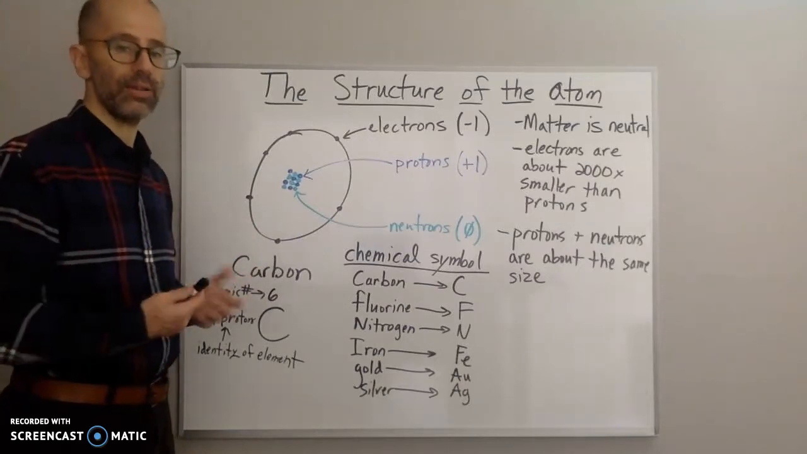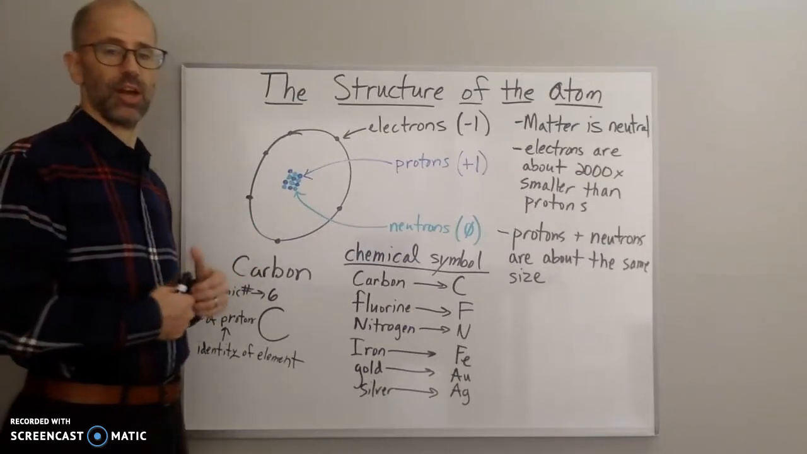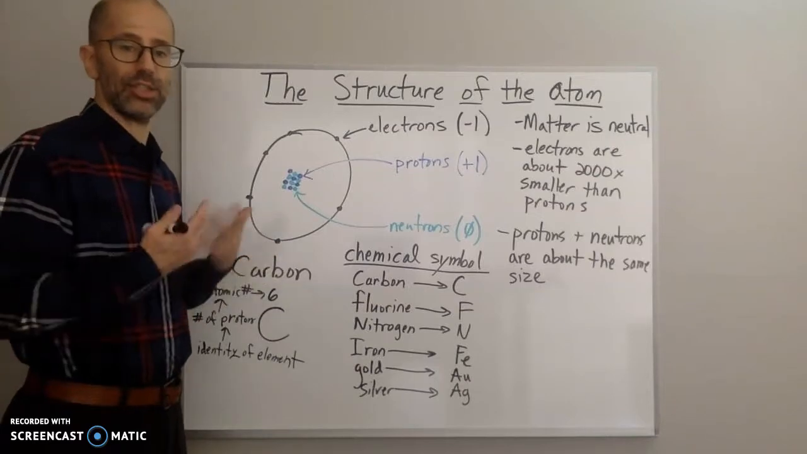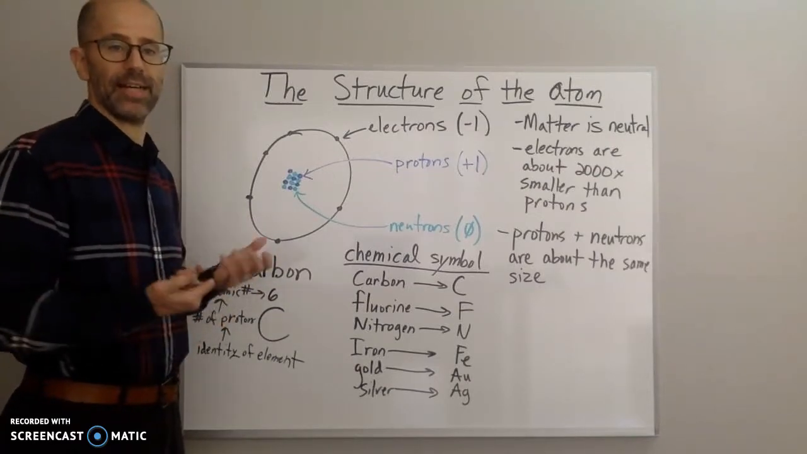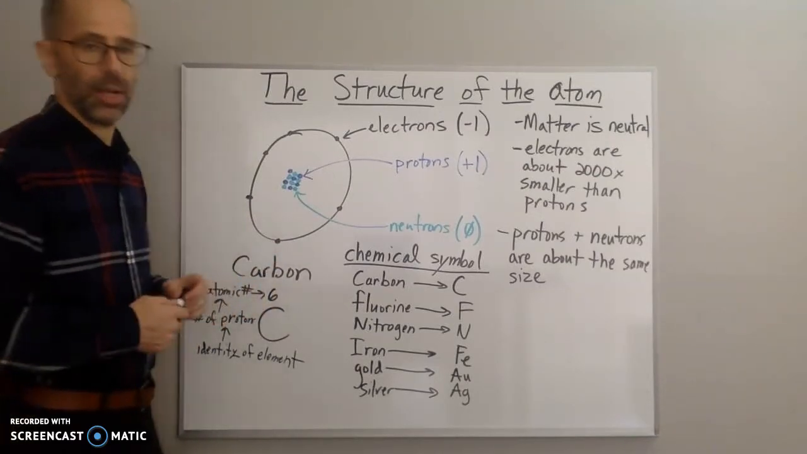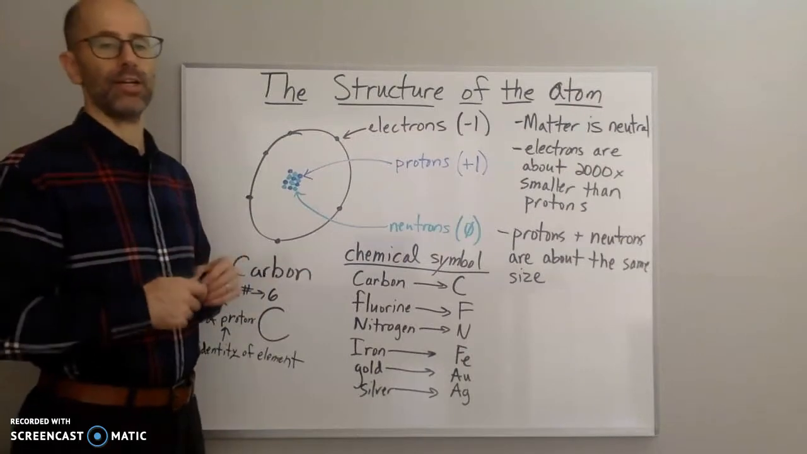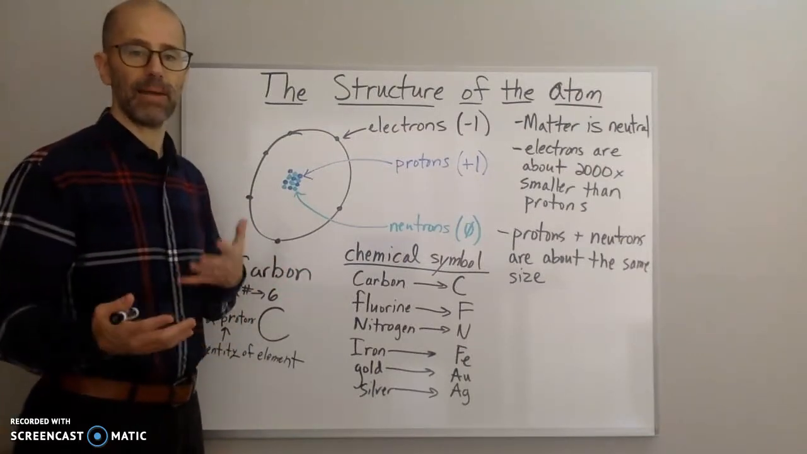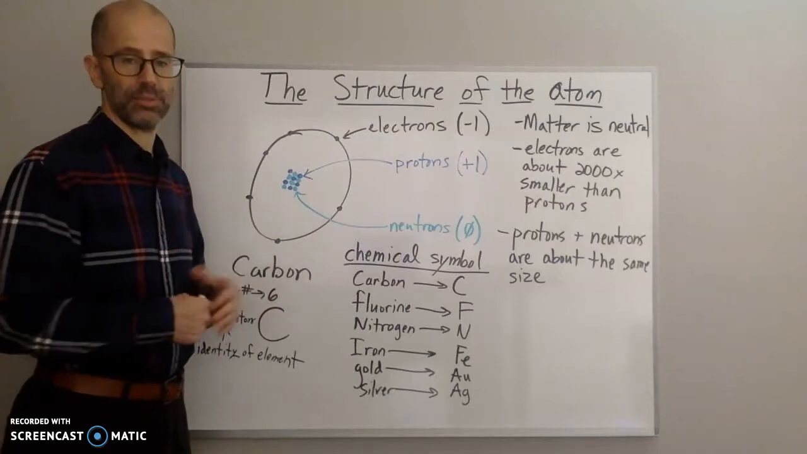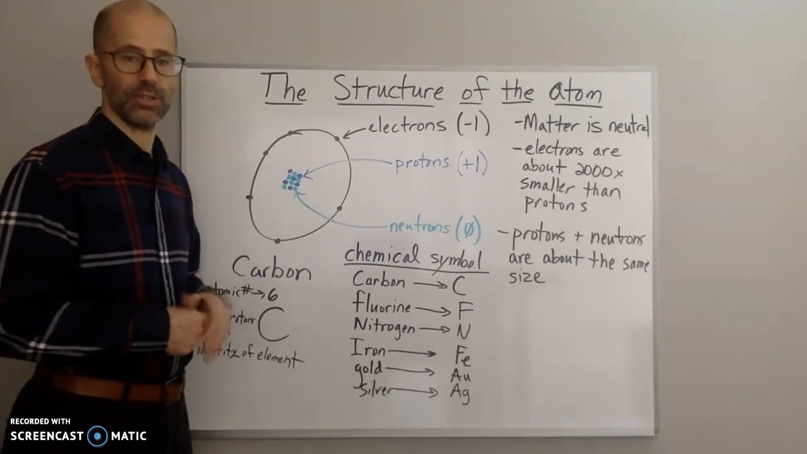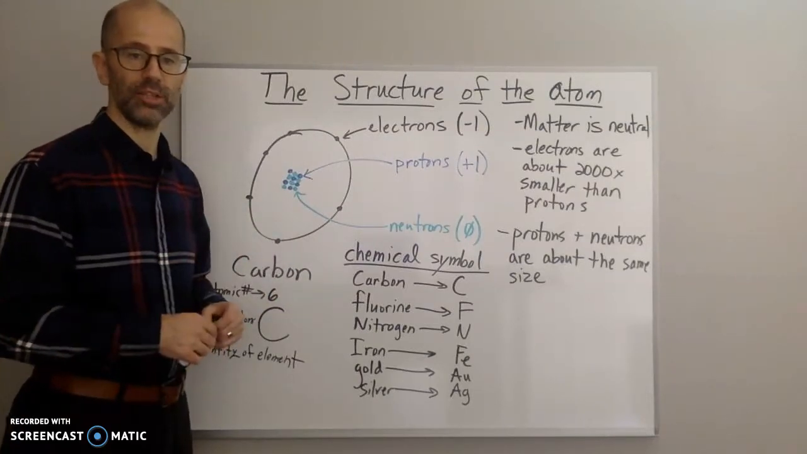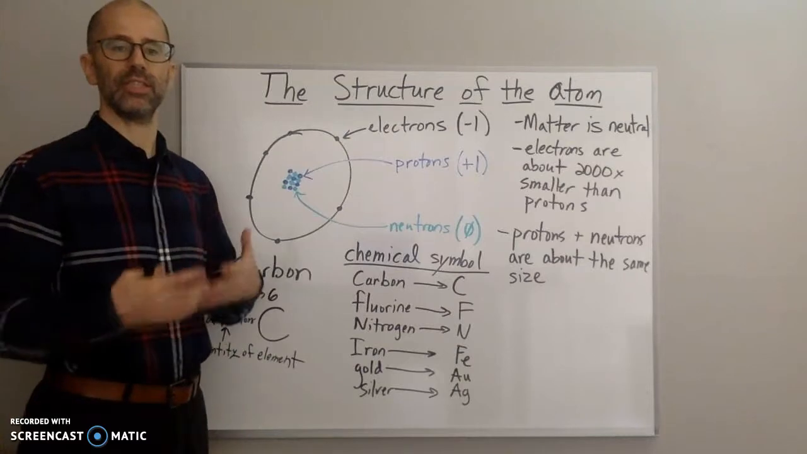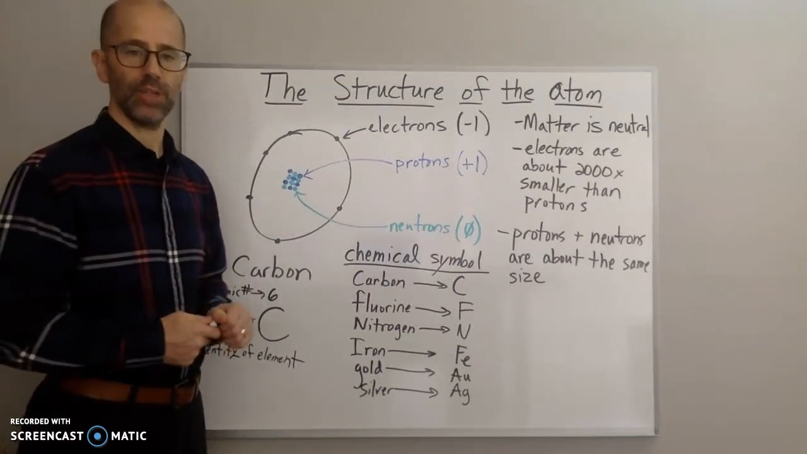You don't always have that balance of charge. There are atoms called ions, charged atoms, and ions do not have that balanced charge. But matter seeks to be neutral, right? So when you have an ionic compound, even though the atoms are charged, the compound as a whole is going to be uncharged because nature seeks to have that balance of charge.